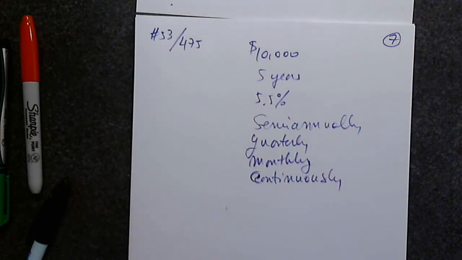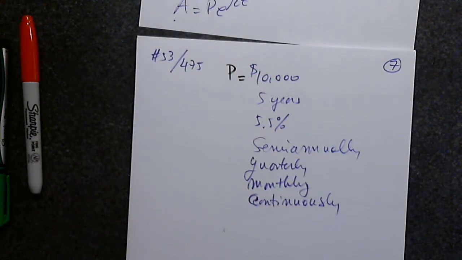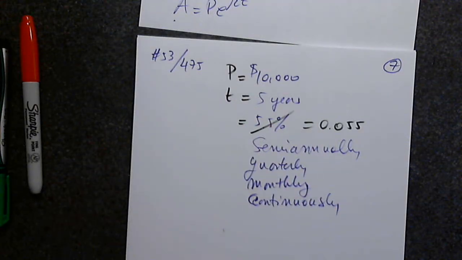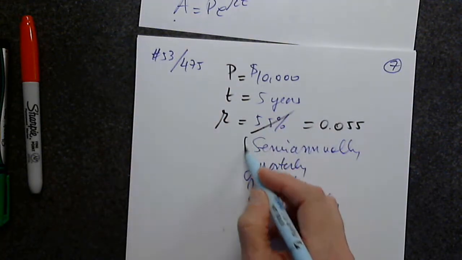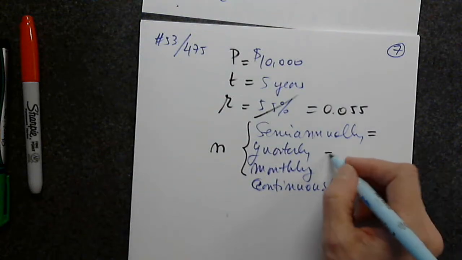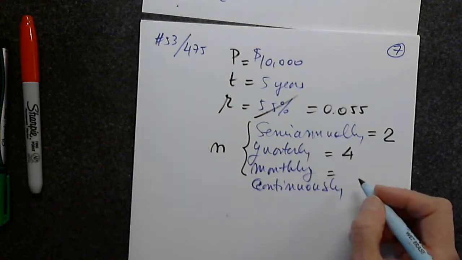So what do you think 10,000 represents? You're starting with. Yes, so that's the principal. Very good. What do you think 5 years represents? Little t. What do you think 5.5 represents, which I cannot use as is, it has to be 0.055. We never use percent in any formulas. We use the decimal form. So what is this? Little r, very good. So all these represent n, the number of times the interest is compounded per year. So what does semi-annually represent? What is quarterly? And what is monthly?